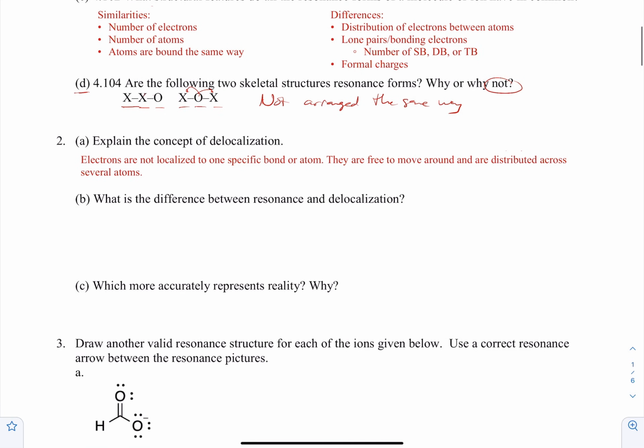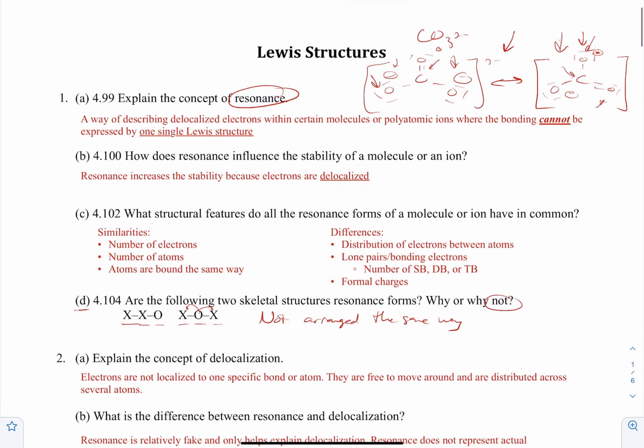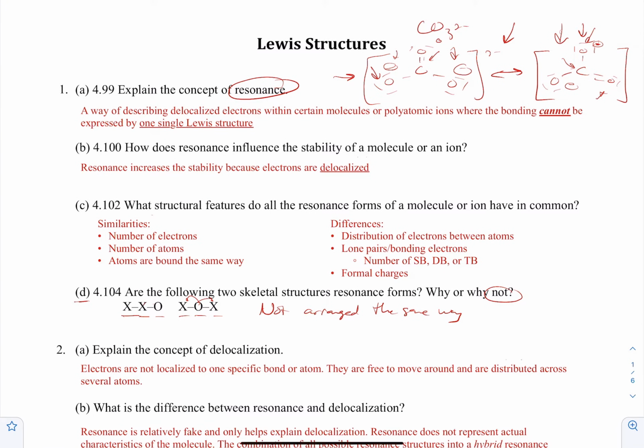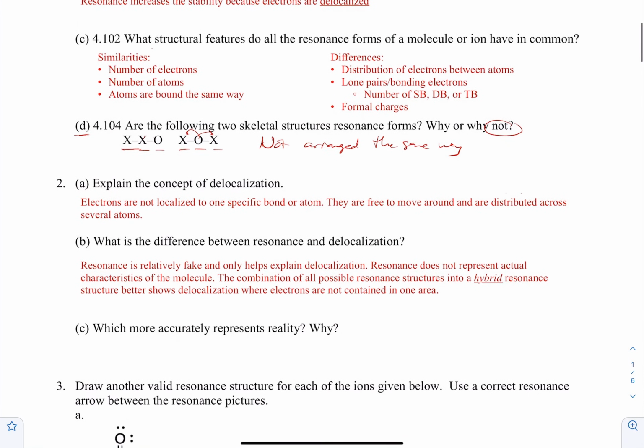So what is the difference between resonance and delocalization? Well, resonance is relatively, I like to say fake, okay? It's relatively fake because no molecule actually ever looks like this. No carbonate ion ever actually looks like that, okay? That's just kind of how we represent it with our human eyes. The way that it's actually in real life, what it looks like is if we were to combine all the resonance structures, let's say I wanted to do the resonance structure for carbonate, I'll show you what this looks like.